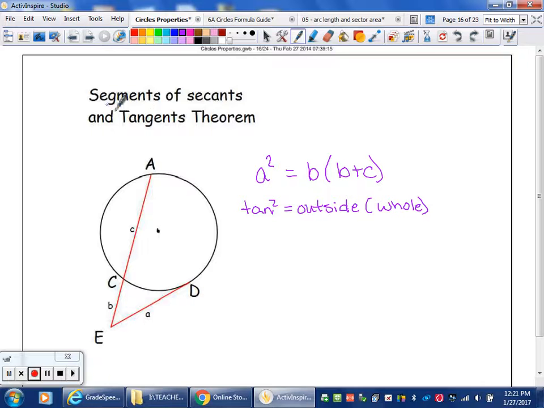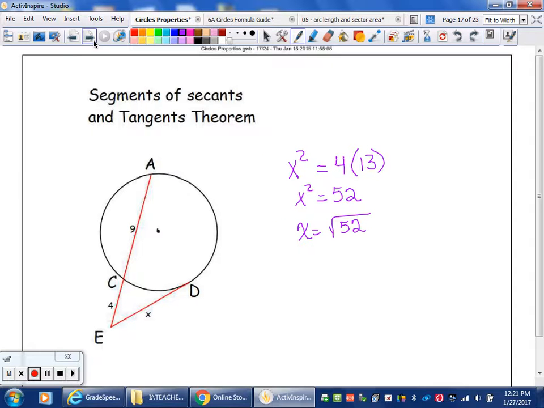The last scenario is tangents and a secant. The tangent is simply squared and set equal to the outside of the secant times the whole secant. Here's a good example of one. We'd square the tangent, so x squared would equal 4 times 13. You get square root of 52.